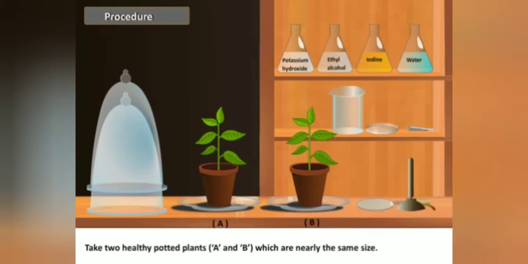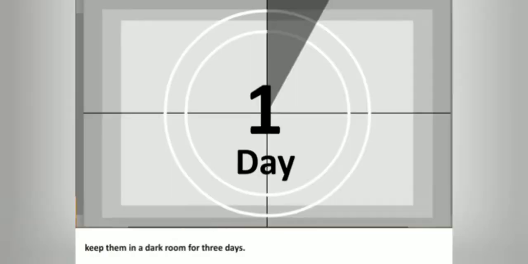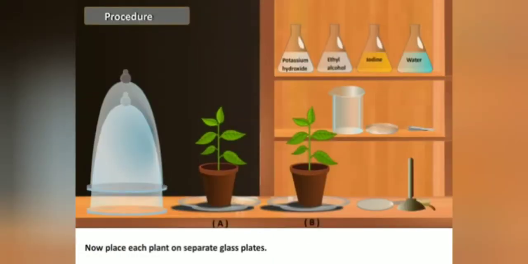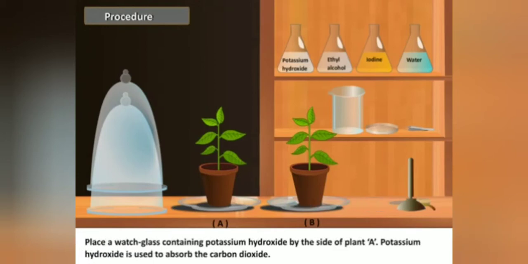Procedure: take 2 healthy potted plants which are nearly the same size. Keep them in a dark room for 3 days. Now place each plant on a separate glass plate. Place a watch glass containing potassium hydroxide by the side of plant A. Potassium hydroxide is used to absorb the carbon dioxide.